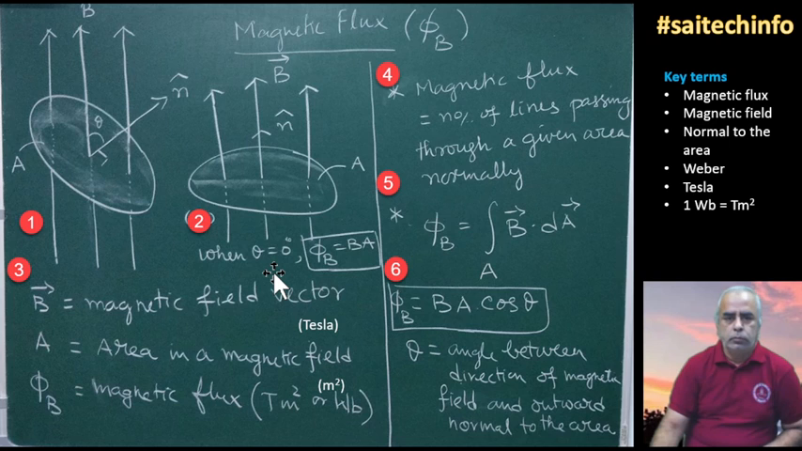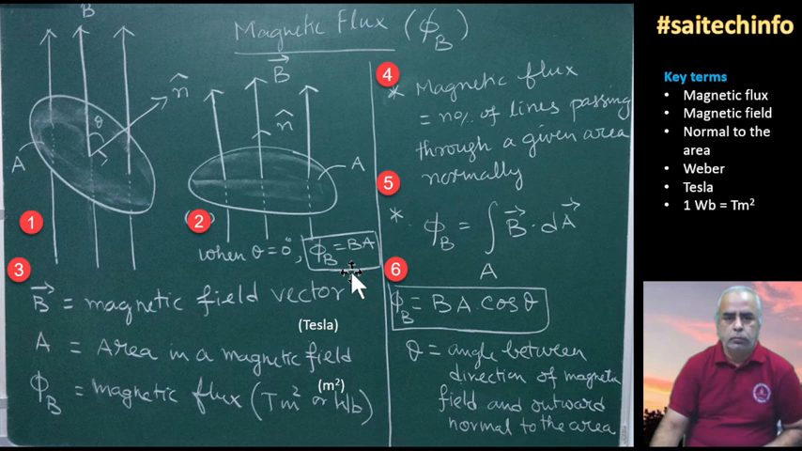When theta is equal to 0, magnetic flux will be the product of the magnitude of the magnetic field and the area, that is B into A. Let me explain about this subsequently.